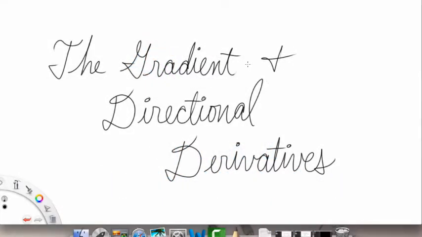Hello and welcome to the video on the gradient and directional derivatives. So to start, we'll go over what is a gradient. The gradient is denoted by the symbol that's like an upside down delta, an upside down triangle. It just means gradient, the symbol for the gradient operator.